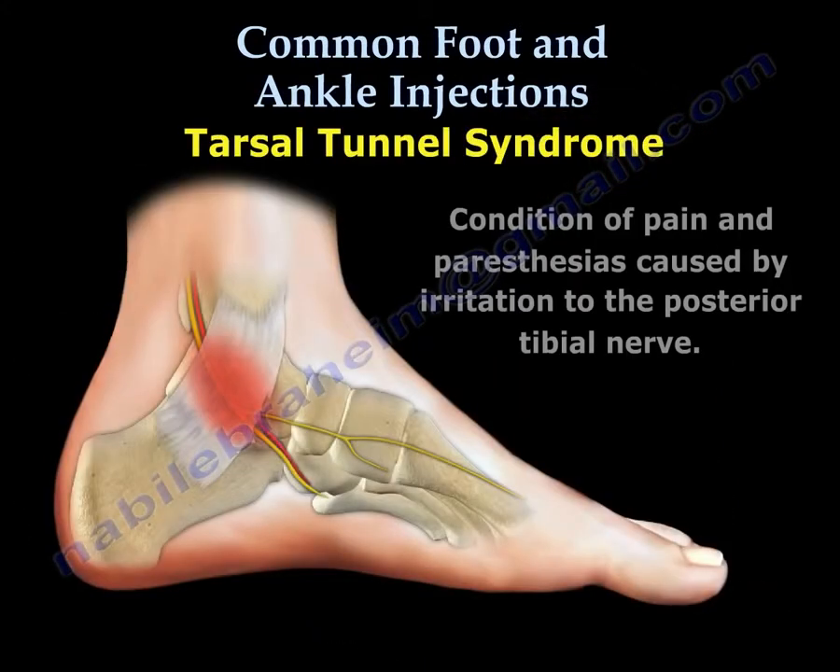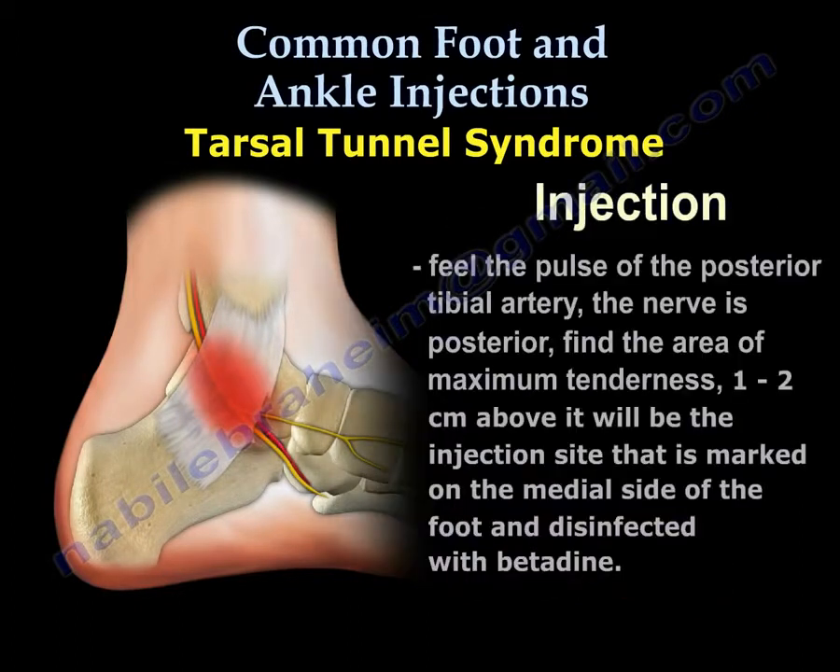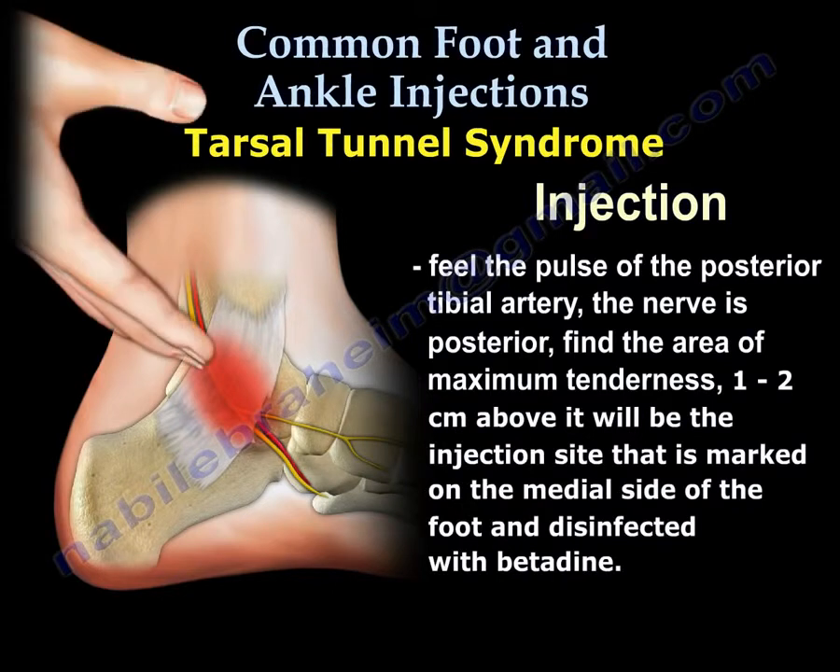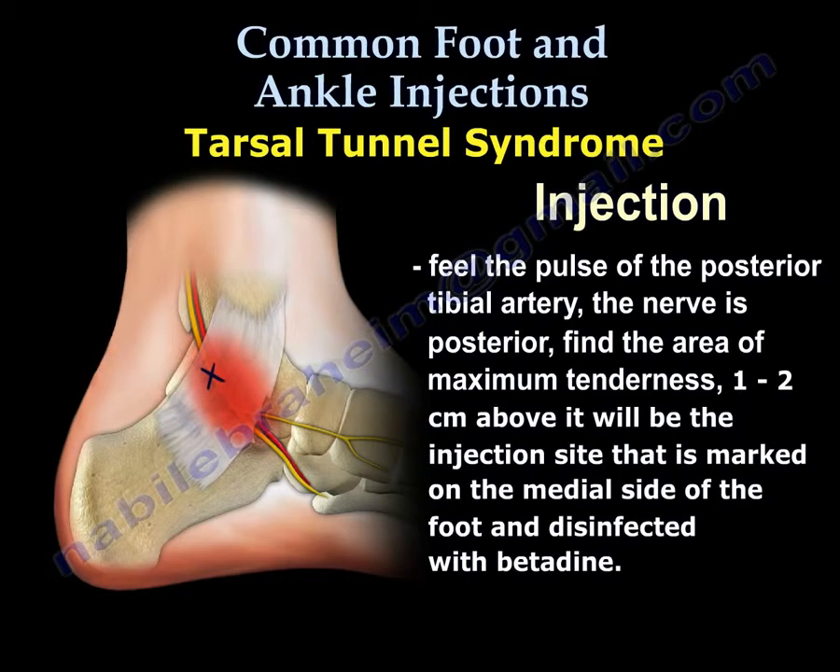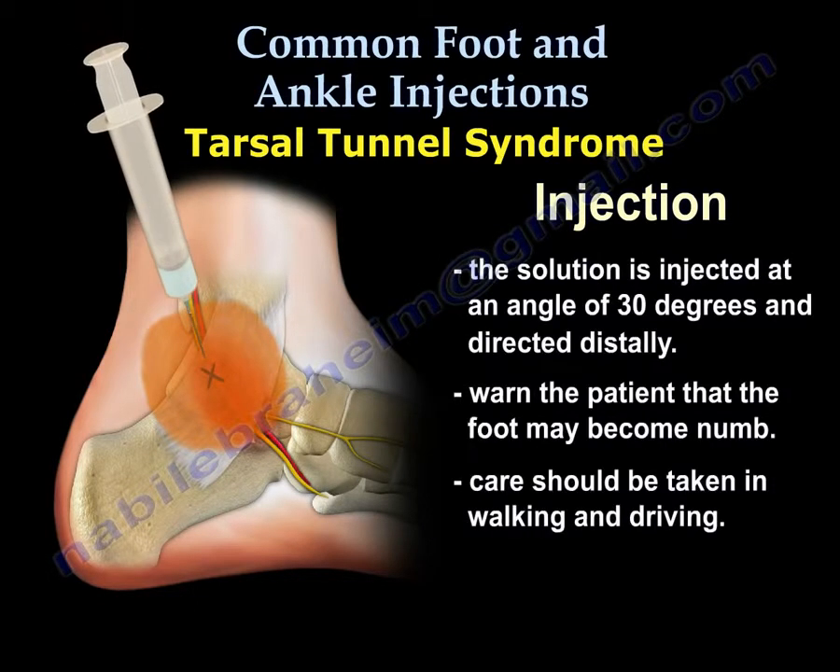Tarsal tunnel syndrome, condition of pain and paresthesia caused by irritation of the posterior tibial nerve. Tarsal tunnel syndrome injection. Feel the pulse of the posterior tibial artery. The nerve is posterior. Find the area of maximal tenderness, then go about 1 to 2 centimeters above the maximal tenderness. That will be the injection site that is marked on the medial side of the foot, and the area is prepped with betadine. The solution is injected at an angle of 30 degrees and directed distally.